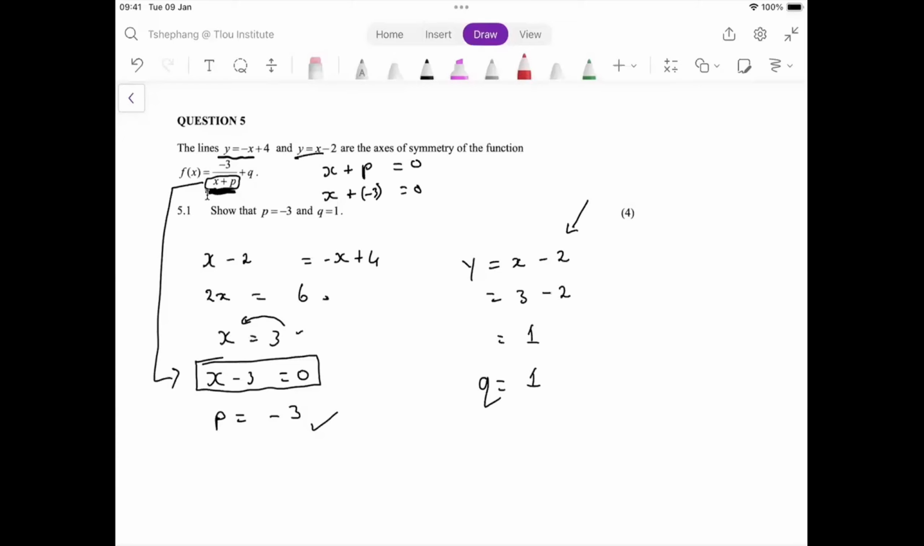Okay, so your marks: 1 mark there, x minus 3 is 0, and then your substitution and your final answer. Those are your 4 marks.